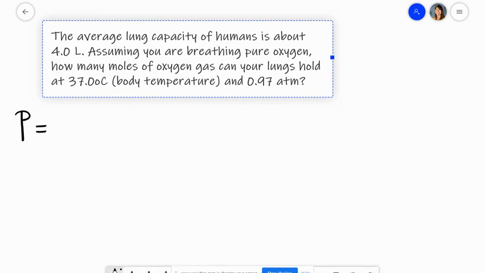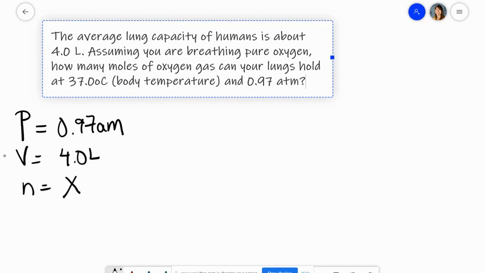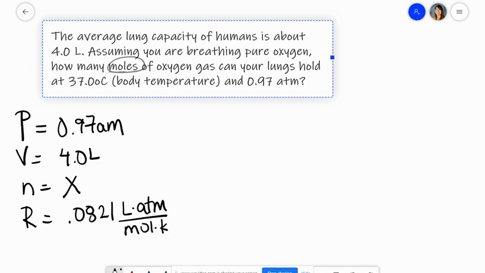So we already said that our pressure is 0.97 ATM. Our volume is 4.0 liters. Our N is our unknown. Again, they asked us how many moles do we have. R is always the same value every single time, 0.0821 liter atmospheres on the top, mole Kelvin on the bottom. Yes, there are 4 units. Yes, you do need to write them every time, but you're going to see the beauty of why it's written that way and how that helps us to get to our final answer that we need. And finally, our temperature is 37.0 degrees Celsius.